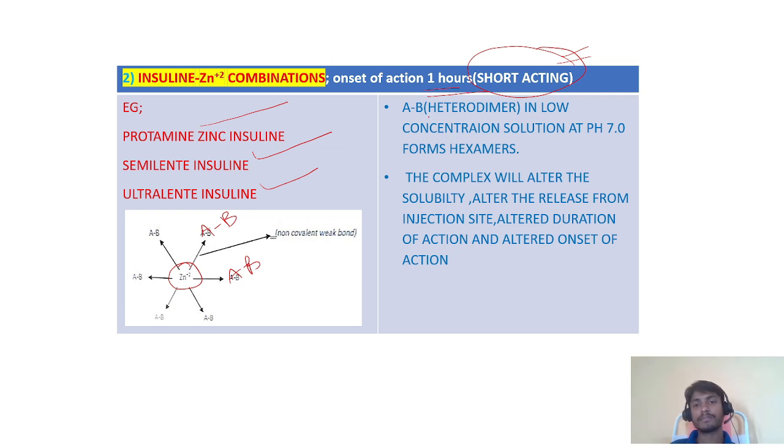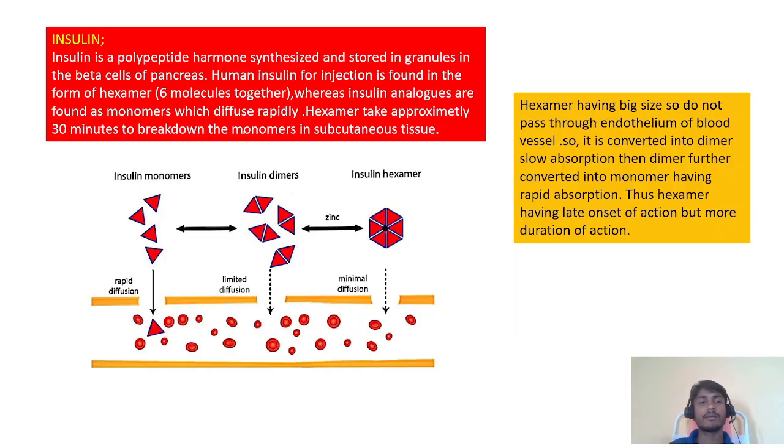AB is nothing but a heterodimer. In low concentration solution at pH 7, it forms the hexamer. I will discuss what that hexamer is. The complex will alter the solubility, the release from the injection site, the duration of action and the onset of action. So these are the hexamers.